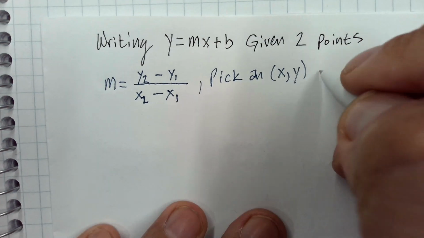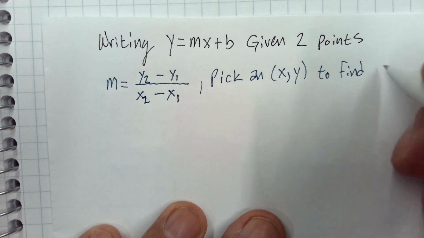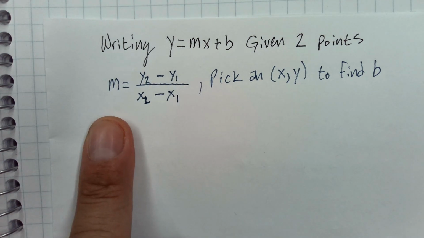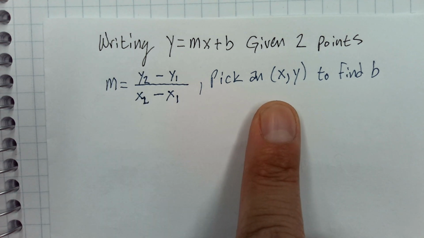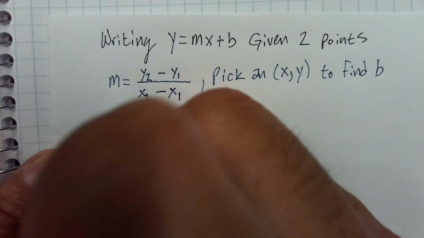To find b, we're going to find the slope first, using the slope formula. Then we're going to pick one of our 2 ordered pairs. Doesn't matter which one, whichever ordered pair you would rather work with. And then we're going to plug it in to find b. Basically do a quick little algebra equation. So let's do it.